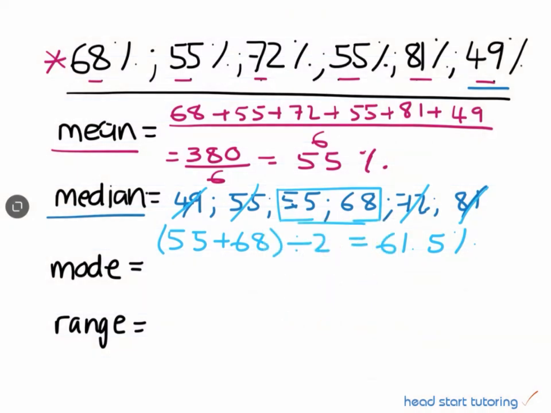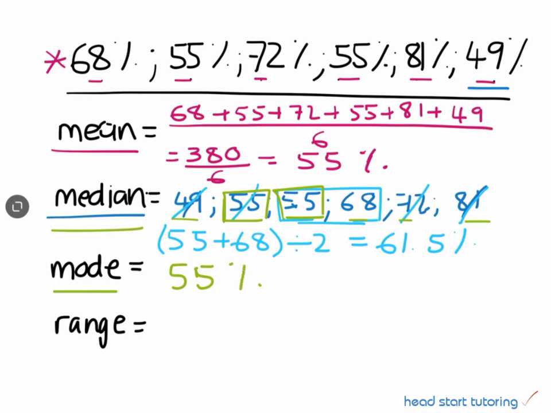If we now have a look at the mode of these numbers, we need to find out which percentage appears the most. Because we ordered the percentages in ascending order when we were working with our median, we can see that the percentage 55 appears the most. All the other percentages only appear once. So our mode, quite simply, will just be 55%.